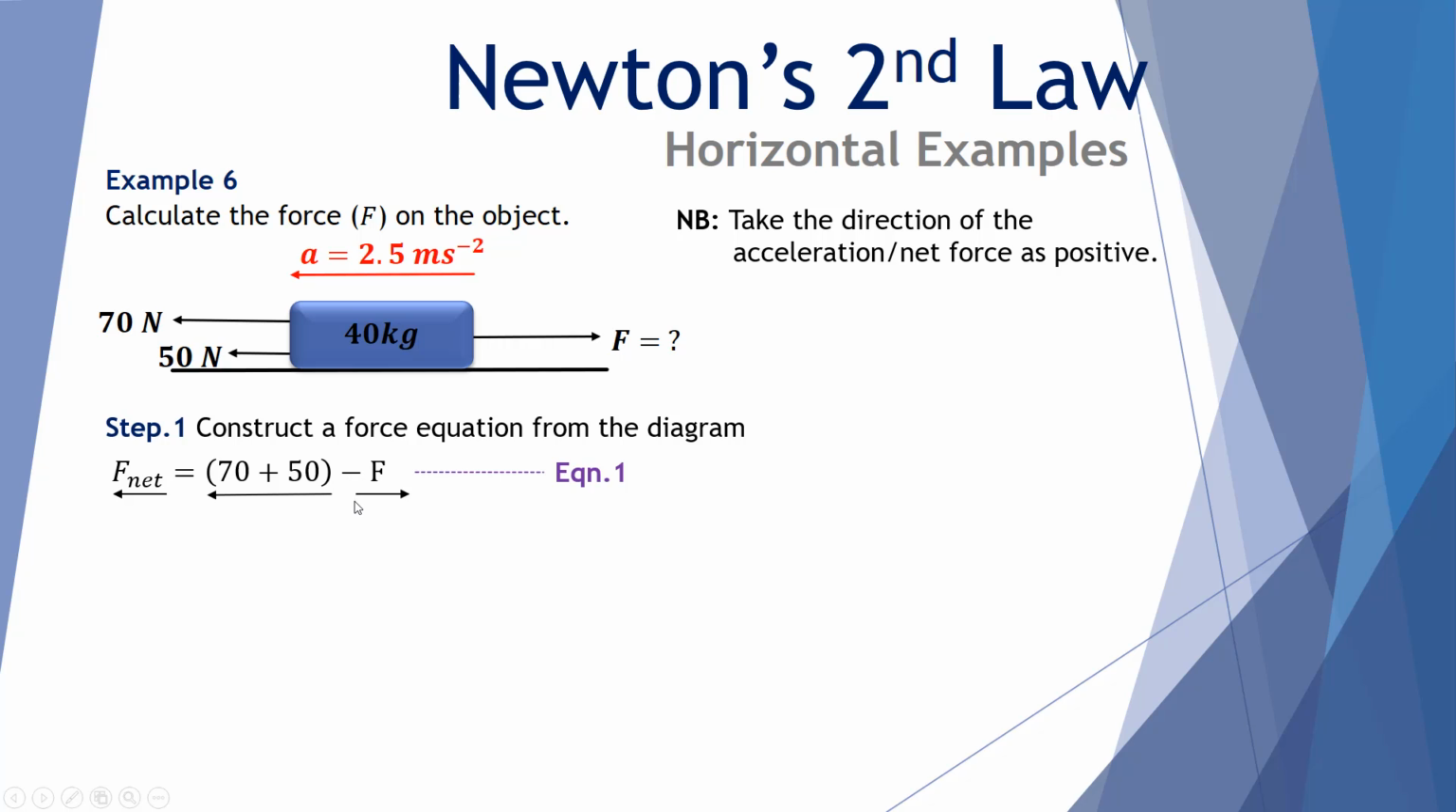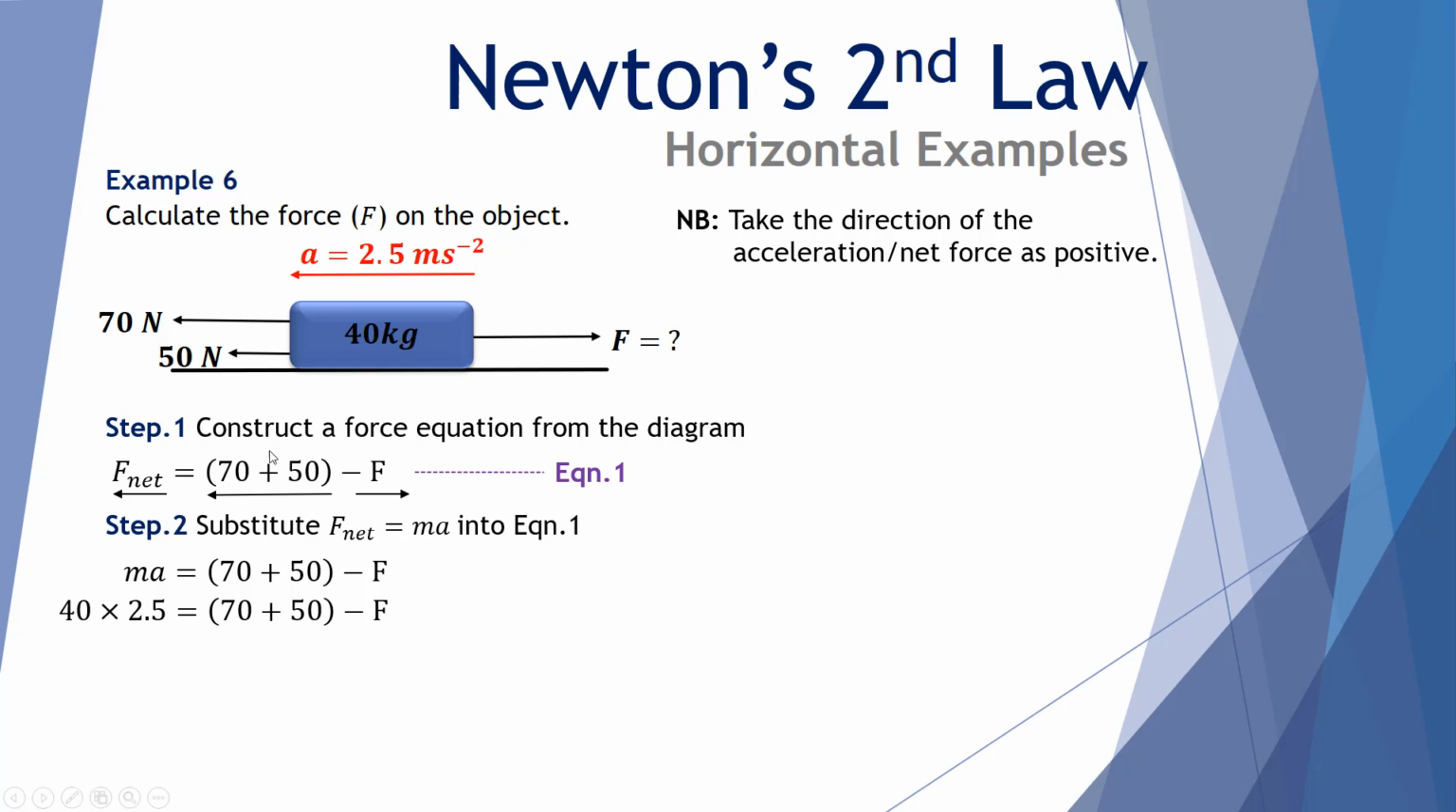This is equation 1. As we've been doing, let's substitute in F net equals ma into equation 1. So F net is replaced by the terms ma, and still on the right hand side is equal to 70 plus 50 and opposed by F. Let's substitute in a mass of 40, an acceleration of 2.5, and we still have on the right hand side 70 plus 50, take away F. That can be simplified to 100 equals 120 take F. So accordingly, F is 20 newtons to the right.